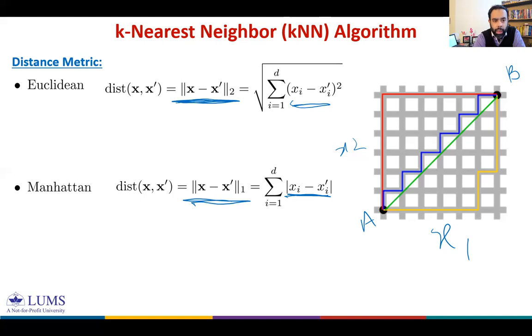Okay, before we generalize Euclidean distance and Manhattan distance, we can look at the concept of norm. As I said earlier, Euclidean distance is the two norm of x minus x dash. Manhattan distance is the one norm of x minus x dash. Let's quickly talk about what we mean by norm here, because we will encounter this later in the course. So this is something good to learn.